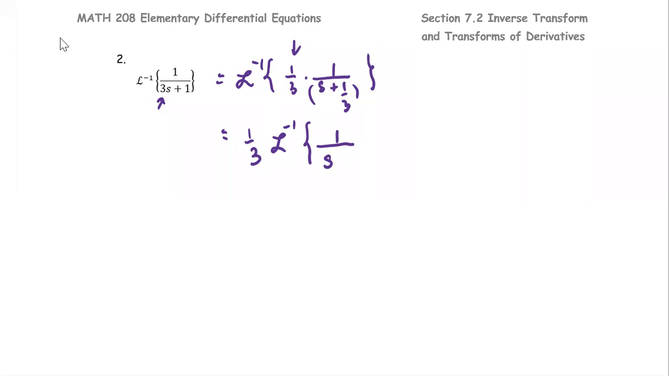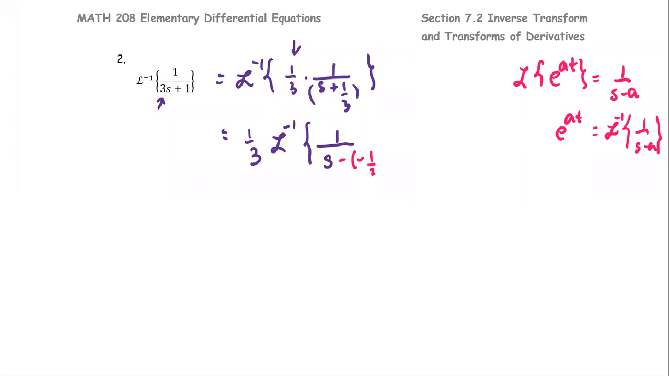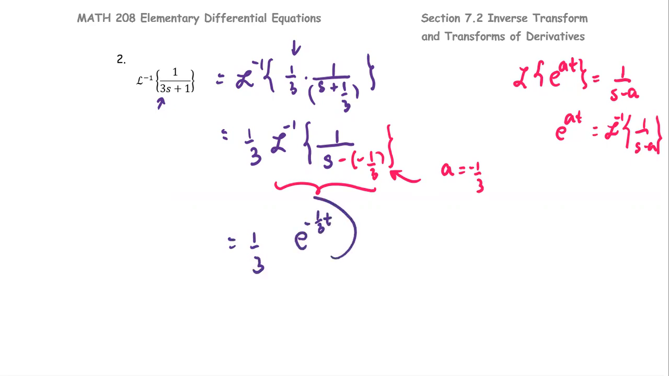Also recall the Laplace transform of e to the power at is 1 over s minus a. That means e to the at is the inverse Laplace of 1 over s minus a. We rewrite the denominator as s minus the quantity, and this quantity is negative 1 over 3. Therefore, we can see a as negative 1 over 3, and then apply the theorem to get 1 over 3 multiplied by e to the power negative 1 over 3 t.